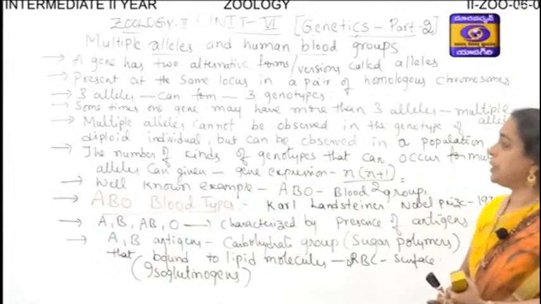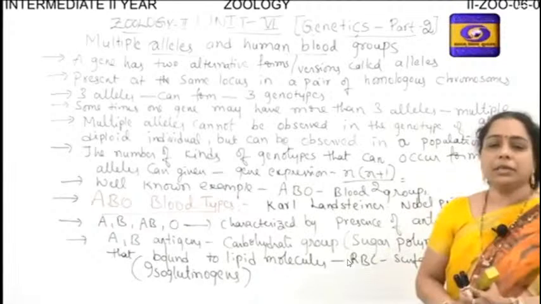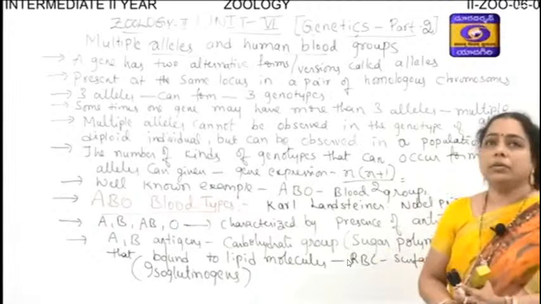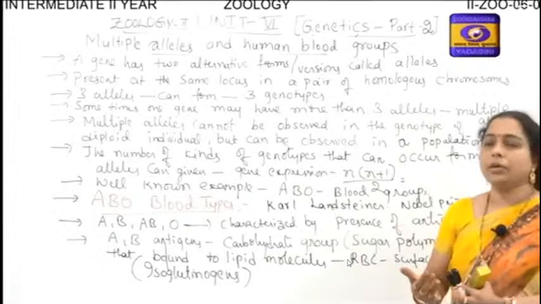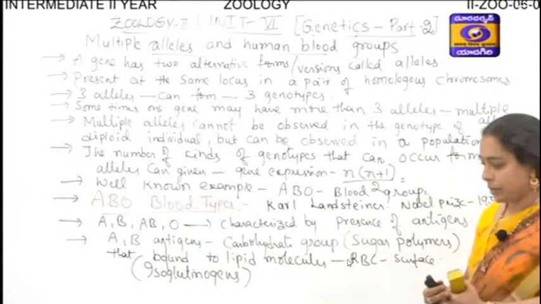Today let us see the continuation of our unit 6 in our second year zoology, part 2, in the genetics topic. We discussed what is genetics, what is inheritance, and what is variation in our previous class. This is the continuation of that class.